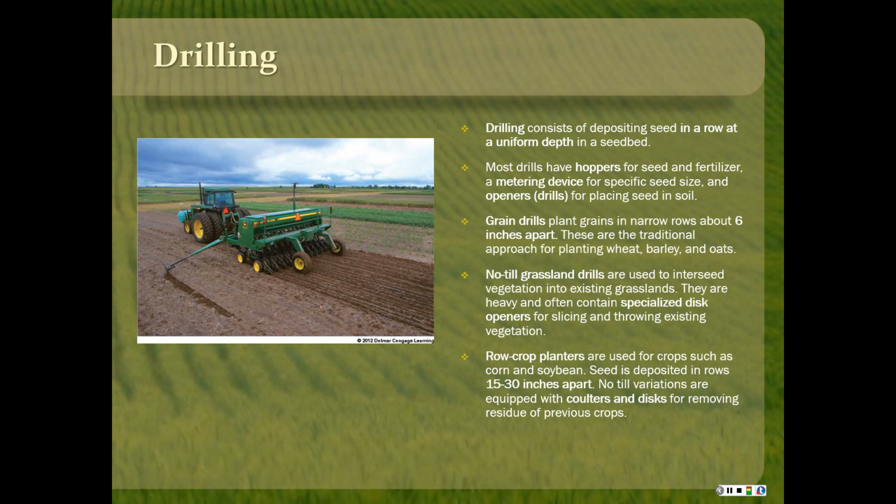And then row crop planters are used for crops like corn and soybean, and deposit the seeds in rows 15 to 30 inches apart, depending on the crop. And there are no-till variations that are equipped with coulters and discs that remove the residue of previous crops, kind of throw it out of the way, and plant around the residue.